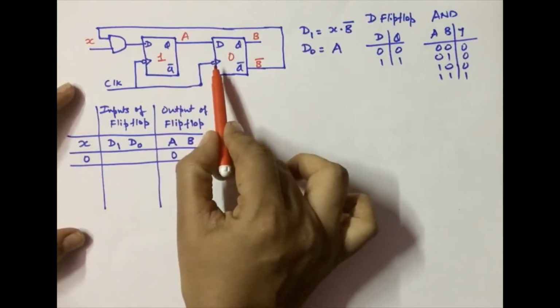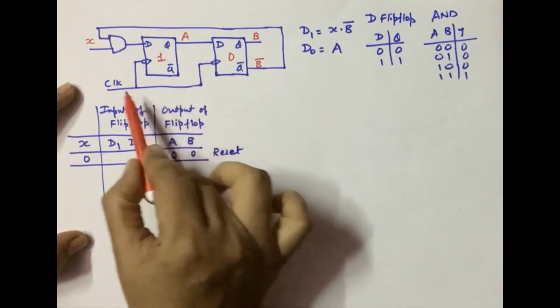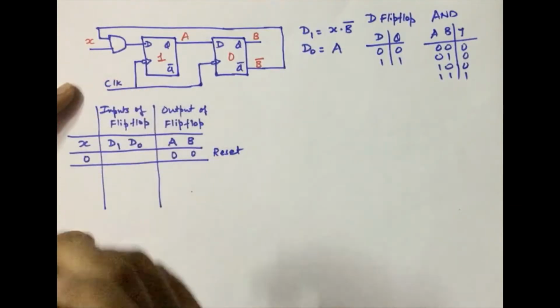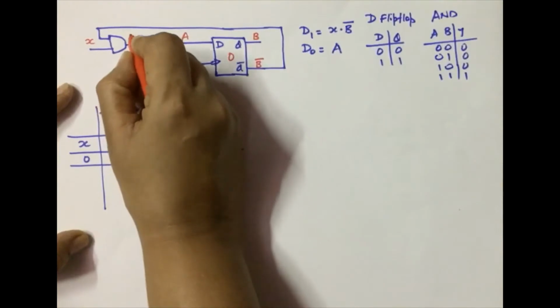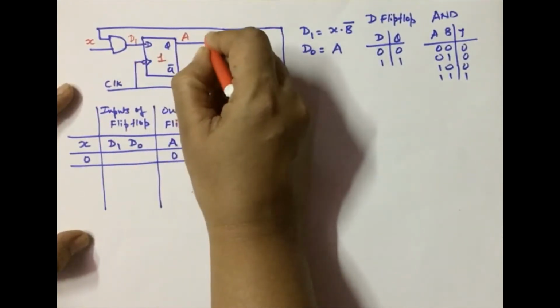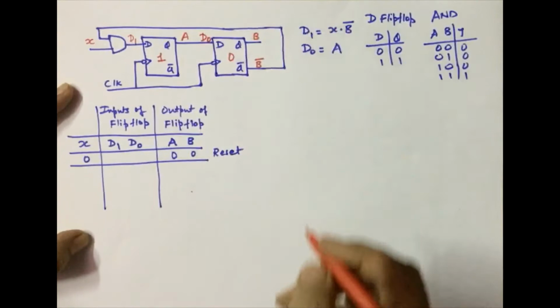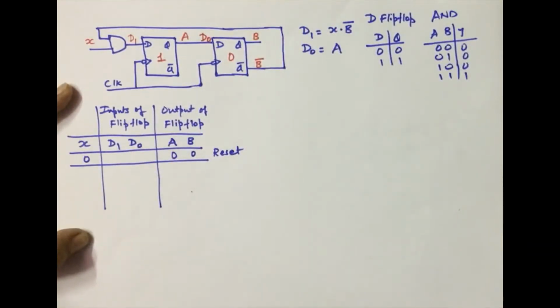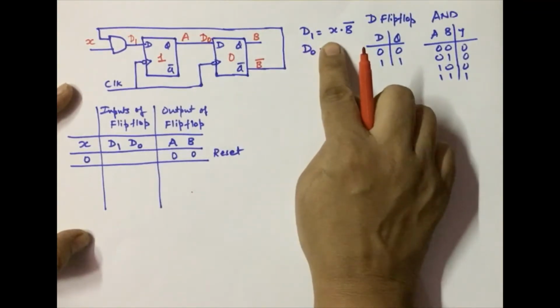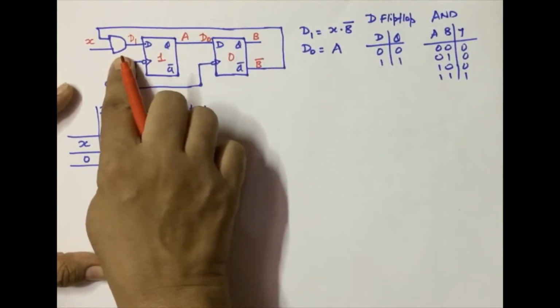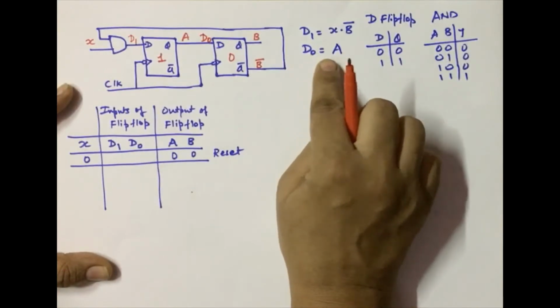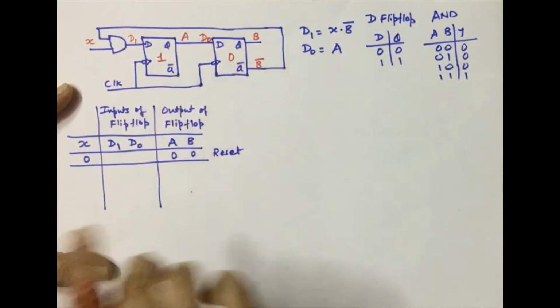Two D flip-flops are used. They are negative edge triggered. X is the external input, D1 and D0, which we can denote over here. So D1 and D0 are the inputs of the flip-flops, and A and B are the outputs of the flip-flops. D1 is X and B bar due to this AND gate connection. D0 is the same as the output of the first flip-flop, that is A.